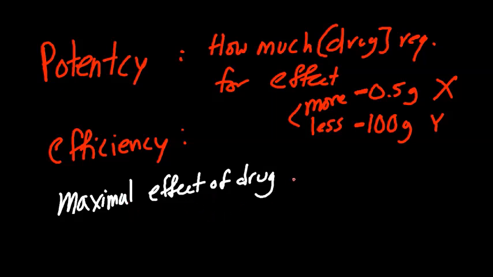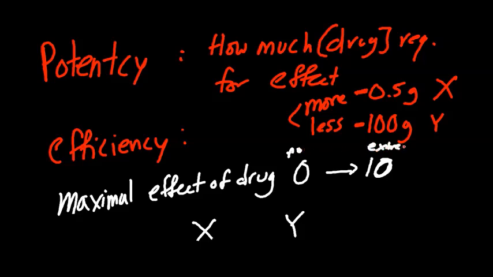Efficiency. So you've got pain, and you've got a pain scale of 0 to 10. You really hurt your knee, and we're trying to figure out which drug is more efficient. We've got two drugs: drug X and drug Y. Now, 0 is going to be no pain, and 10 is going to be extreme pain. So we're trying to figure out which drug is more efficient.